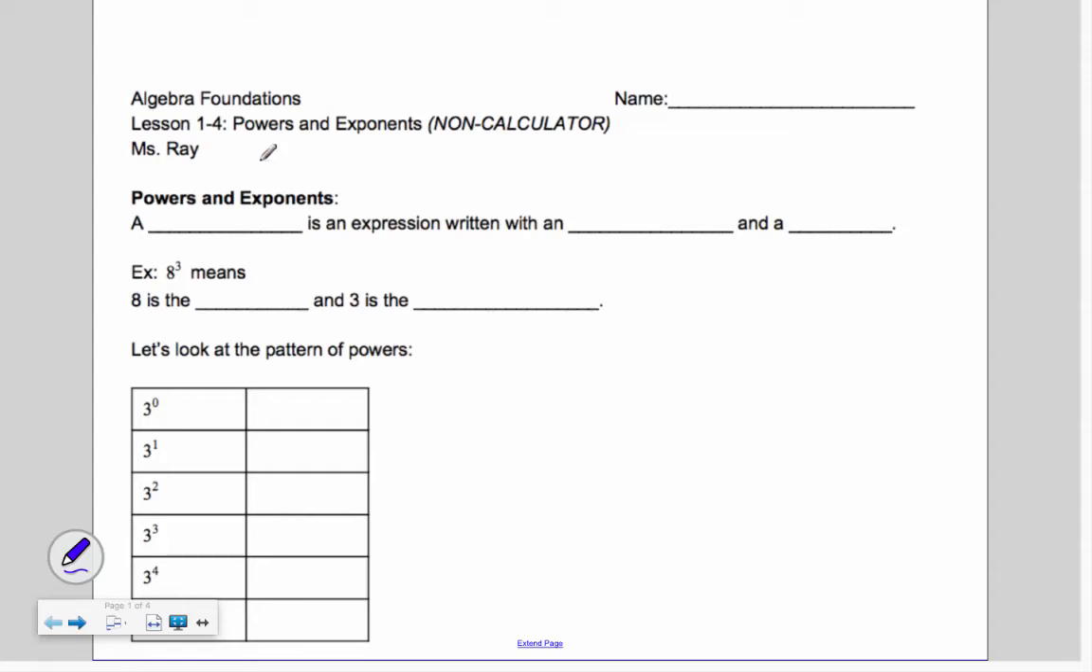This is lesson 1-4 about powers and exponents. You'll notice that this is non-calculator, so you're not to be using a calculator while we do this. You shouldn't need a calculator while we do this. Okay, so here we go.